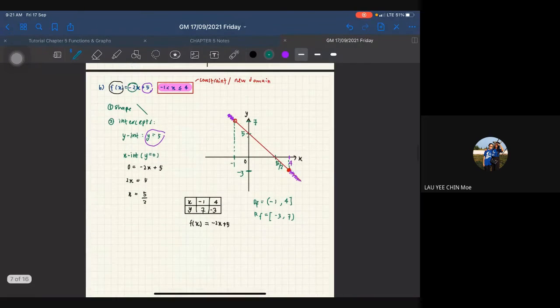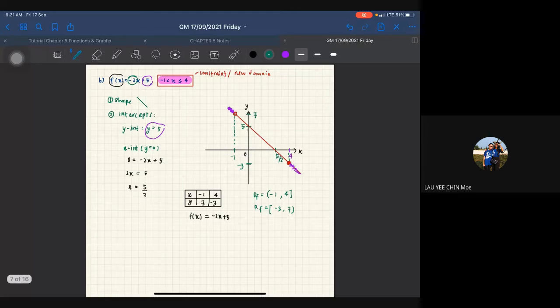So ada soalan tak untuk this one? Linear function. Domain dengan range dia. Ada soalan? Tak ada? Miss, saya ada soalan. Boleh tanya. Boleh gak Miss kalau y-axis tu tukar dengan fx? Y-axis tukar dengan fx maksudnya?